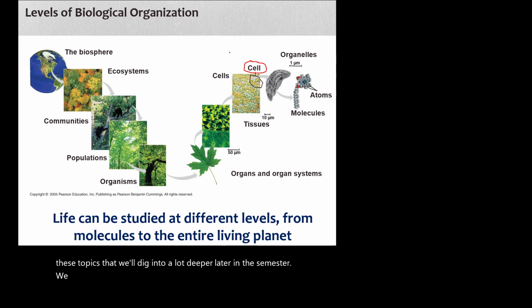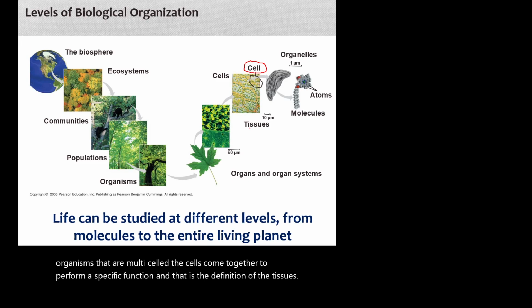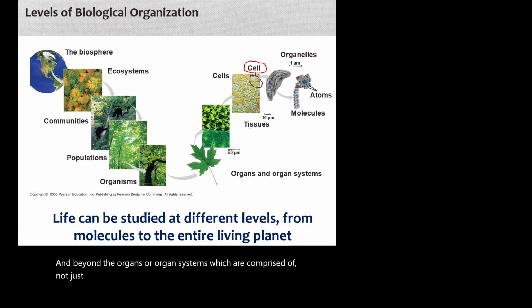We will go beyond the level of the cell, though, because in many organisms that are multicelled, the cells come together to perform a specific function, and that is the definition of the tissues. Beyond the tissue level are the organs, which are groups of tissues working together to perform a specific function. And beyond the organs are organ systems, which are comprised of not just one organ, but multiple organs working together to perform a specific function in a living body.